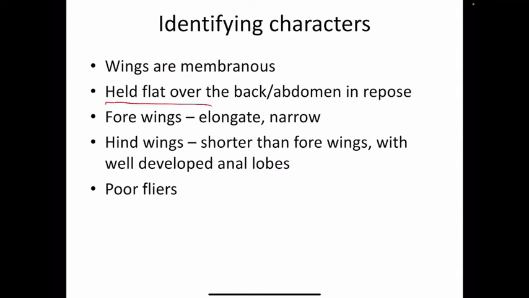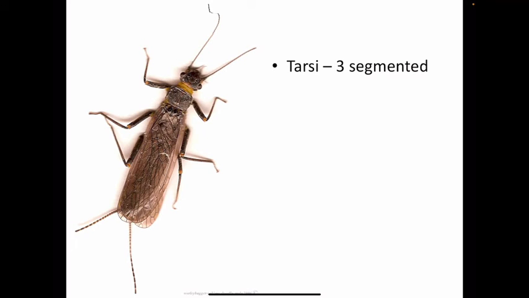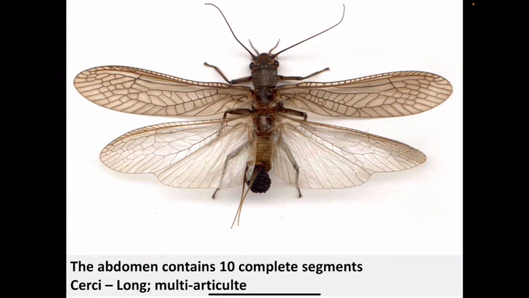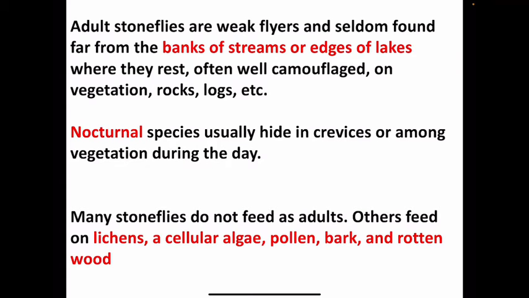They can hold their wings flat over the back of the abdomen at rest, and they are poor flyers. They are not very strong flyers. Coming to the legs, the tarsi are 3 segmented, the abdomen has 10 complete segments, and the cerci are long and multi segmented. These are the cerci which are long and multi annulated.